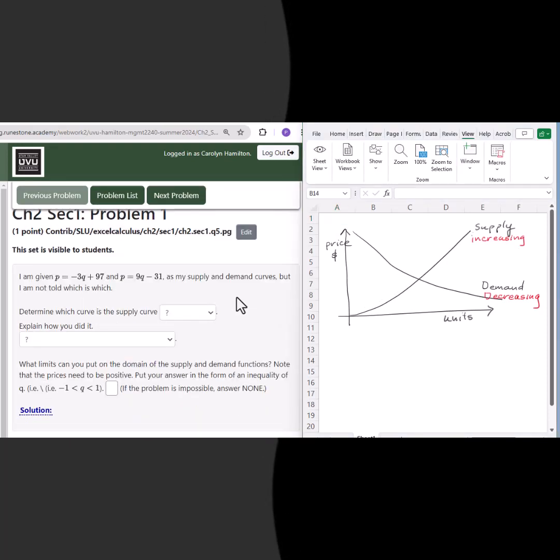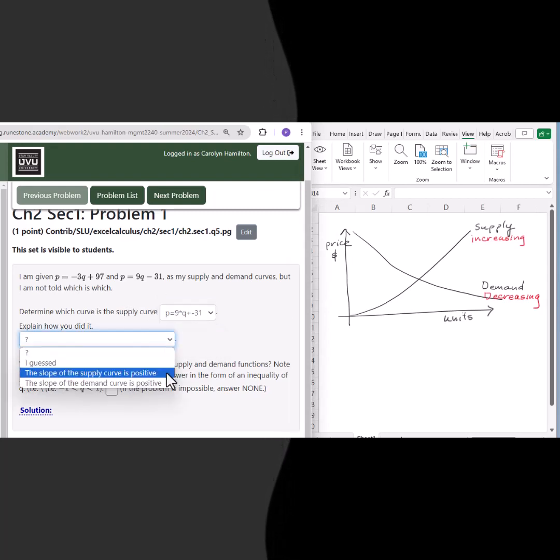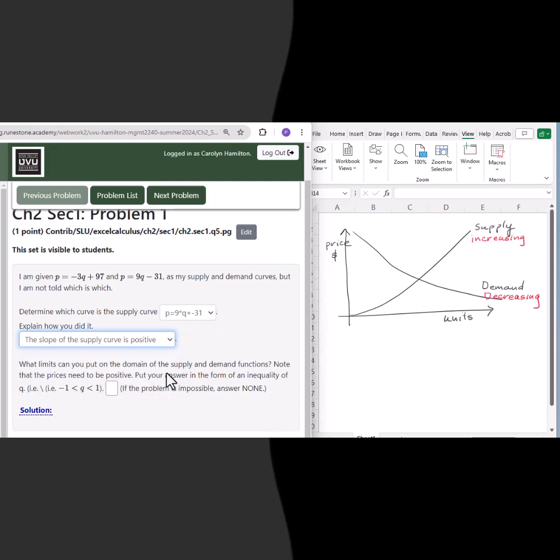So on problem number 1, we're given two equations, and one of them is a supply curve and one is a demand curve, but we have to figure out which one is which. Well, they're both linear equations, and this one has a positive slope. Positive slope is for the supply curve, so the supply curve is the 9q minus 31, because the slope of the supply curve is positive.